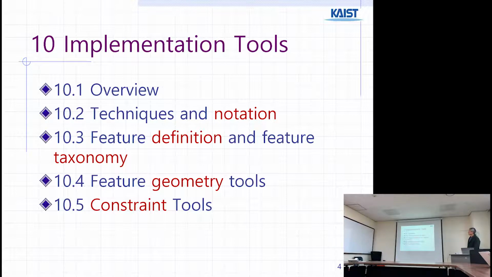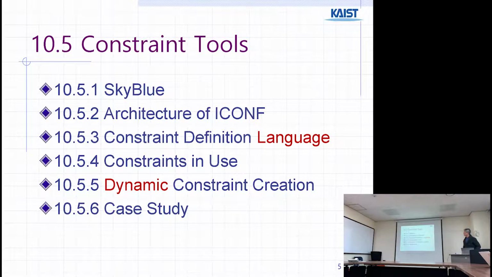Now, Alexandre covered the previous four: representation, notation, definition, taxonomy, and geometry tools. Same as previous chapters, but it is for implementation now. So you may remind yourself of your previous classes, same as constraint tools. So, constraint tools.